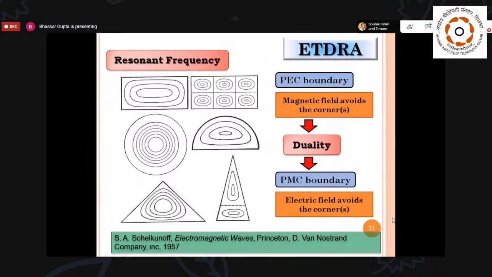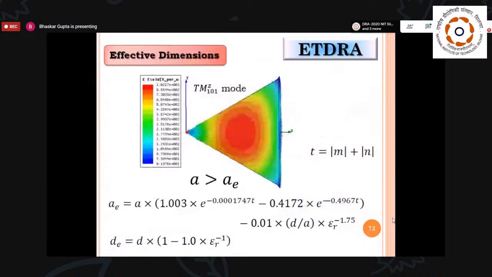But for the cylindrical DRA, how do you observe it? There's no way because there's no sharp corner. But here it must be the case. And indeed that was the case. We plotted the fields, and we found that the electric fields are trying to avoid the corners, trying to get confined in a region away from them.